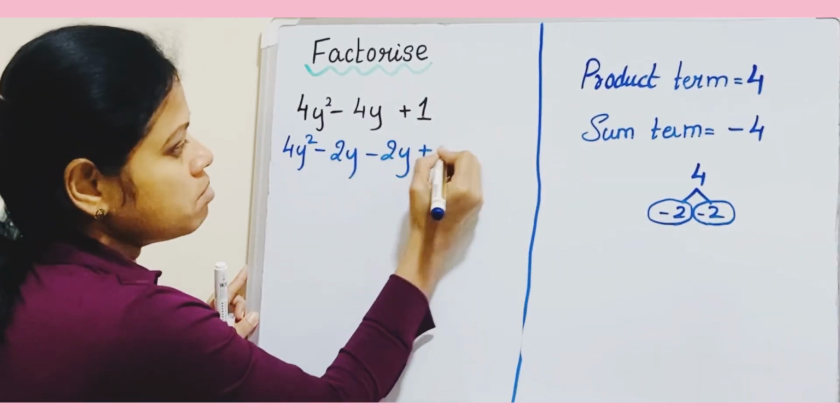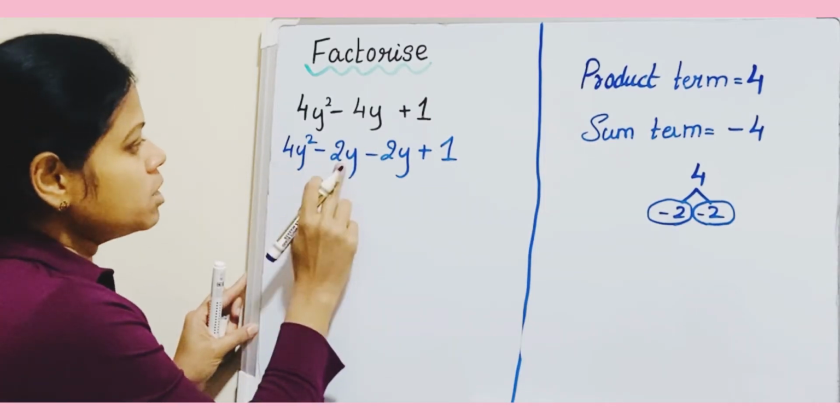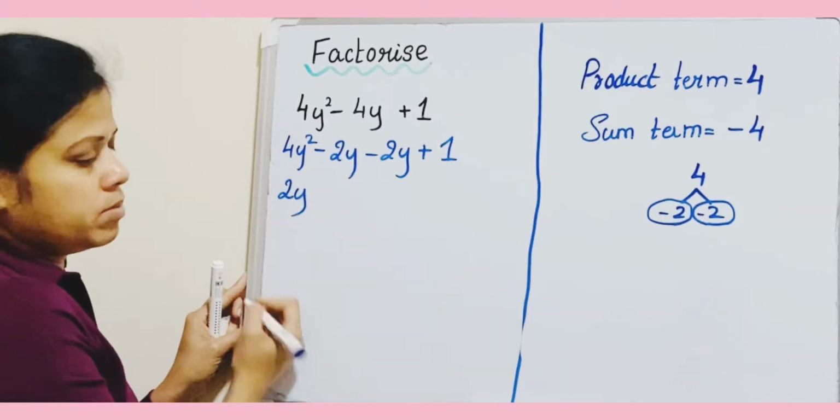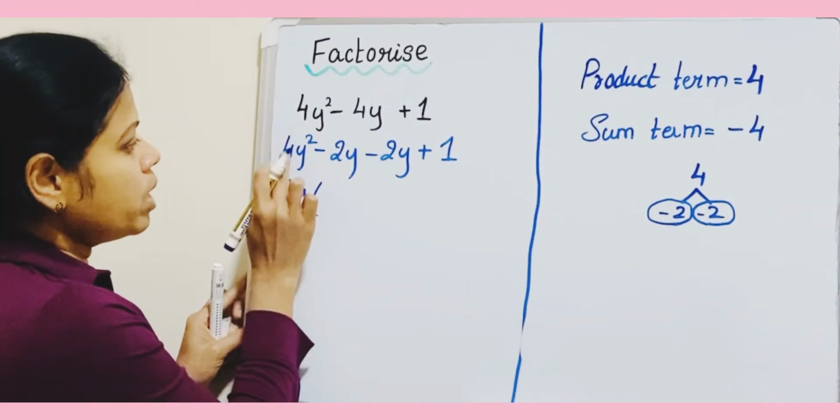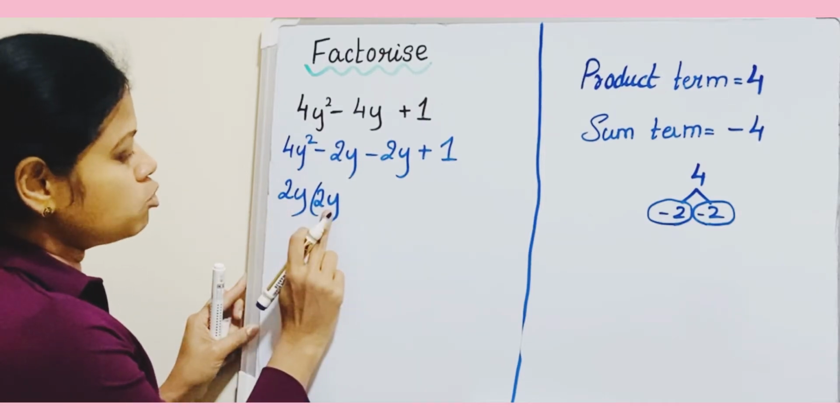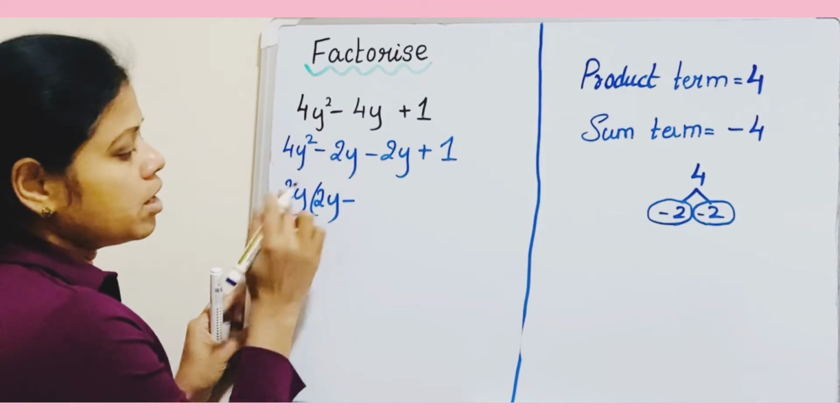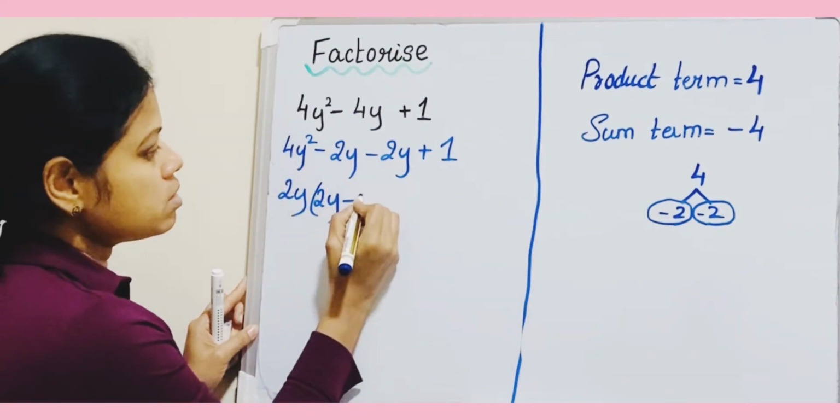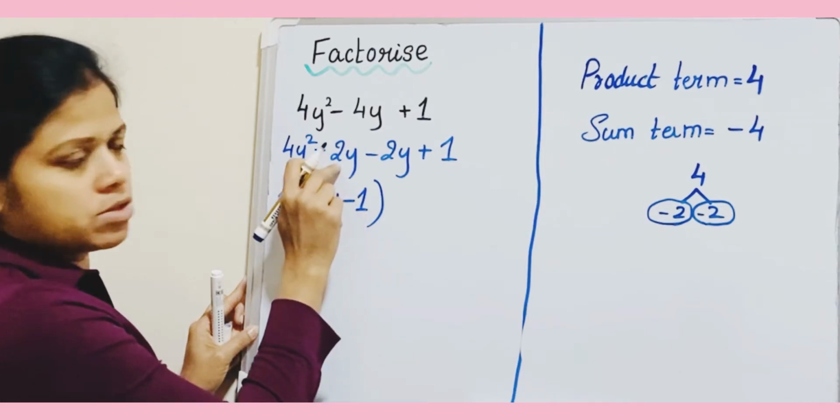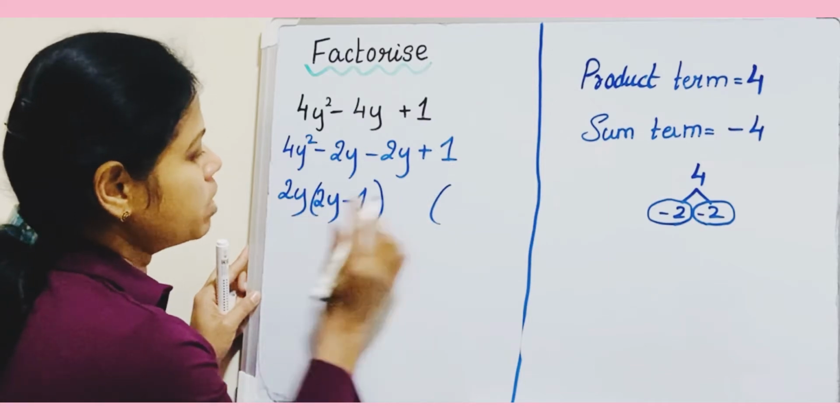Then the constant remains the same. And you have to take the common one. Both are multiples of 2. Let's take 2 outside. Then y is there in 2 terms, so take y. So after taking 2y, the remaining is 2y and y. If you multiply 2y and 2y, you will get 4y square. Then 2y is already there and only the sign. So let's put minus and then 1. If you multiply 2y by minus 1, it is minus 2y. Then you have to write the same here, 2y minus 1.